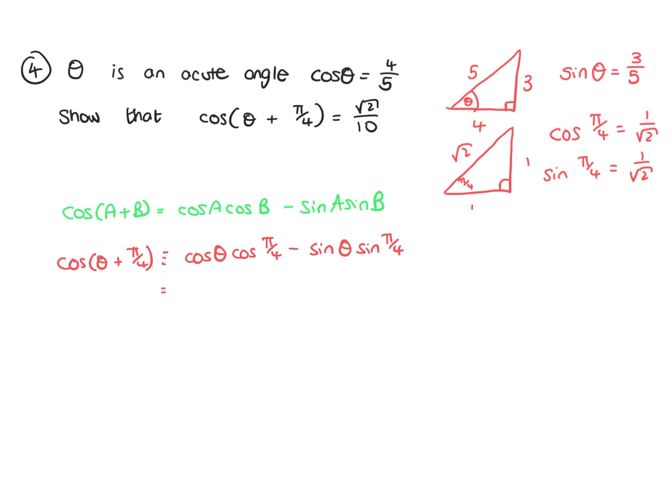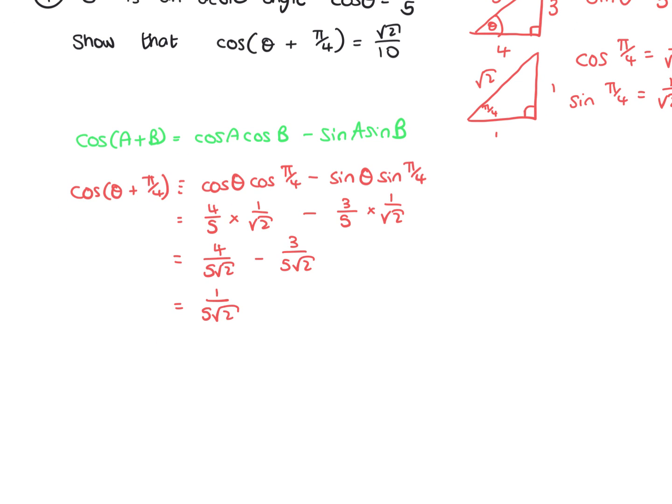So I've got cos theta, that's the same as 4/5, times cos pi over 4, that's 1 over root 2, minus sine theta, that's 3/5, times sine pi over 4, that's 1 over root 2. So I've got 4 over 5 root 2 minus 3 over 5 root 2, which is 1 over 5 root 2. Now that unfortunately doesn't look like what I've got at the top, does it? It's not quite the same. But all they've done is rationalise the denominator.